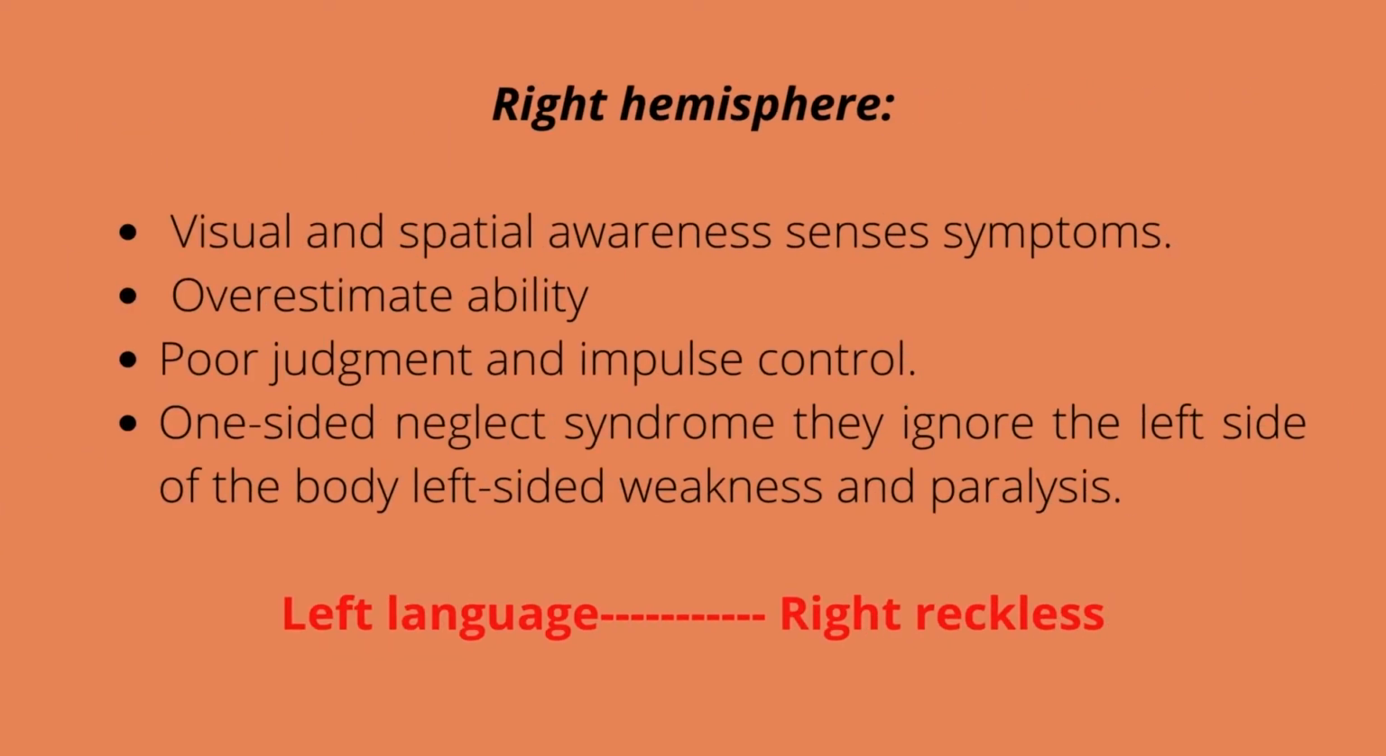So with our right hemisphere, we have visual and spatial awareness. So signs and symptoms will include overestimating abilities, poor judgment and impulse control, and one-sided neglect syndrome. They ignore the left side because remember it's on the right side, so it affects the left side. It's like they don't have the left side of their body, and they have this left side weakness or paralysis, okay? How I remember this is left side language, right side reckless.